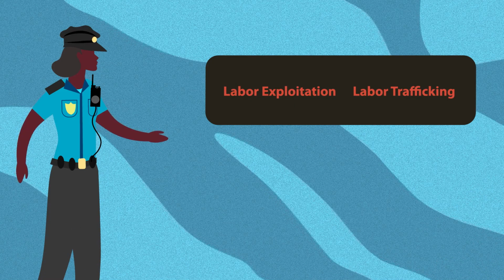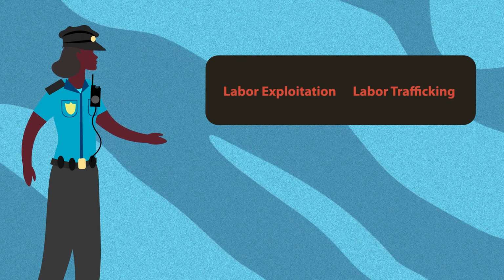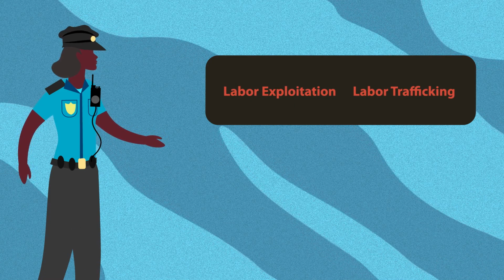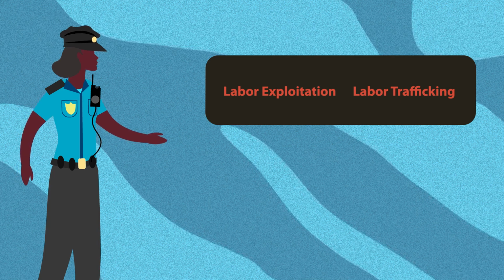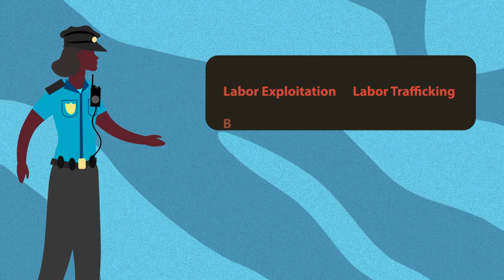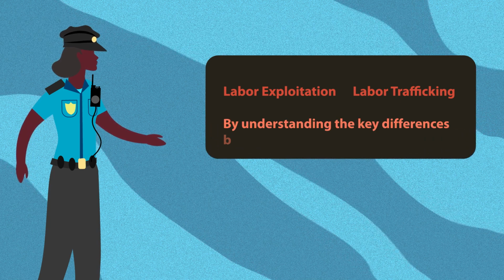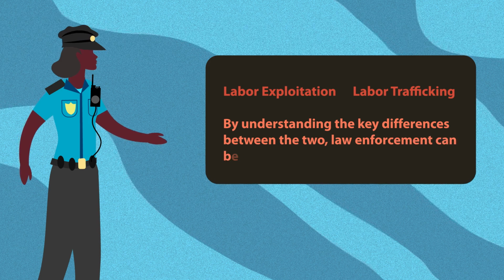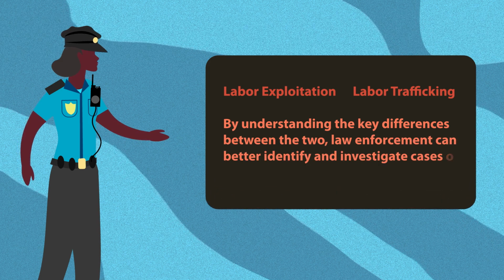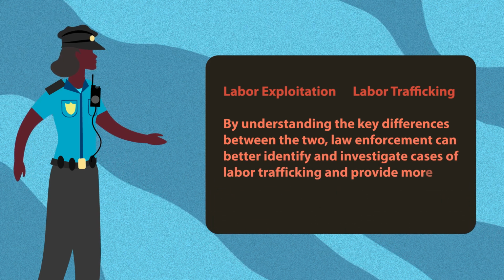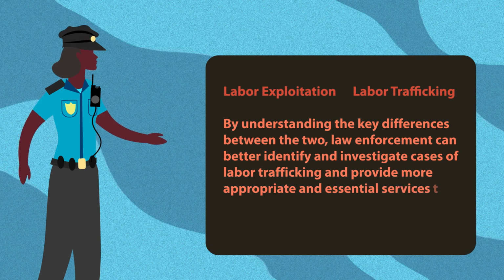Labor exploitation and trafficking are both serious and damaging crimes, infringing on victims' basic human rights and rights under the law. By understanding the key differences between the two, law enforcement can better identify and investigate cases of labor trafficking and provide more appropriate and essential services to victims.